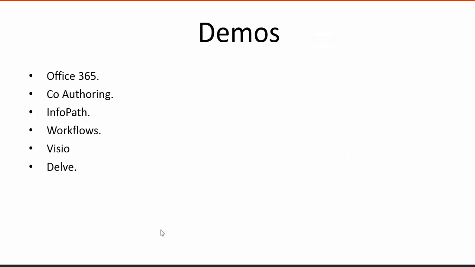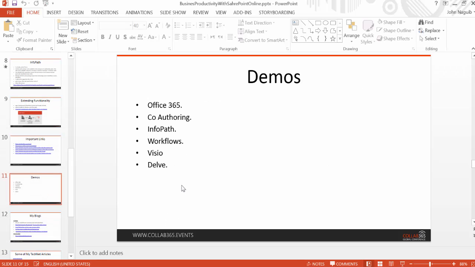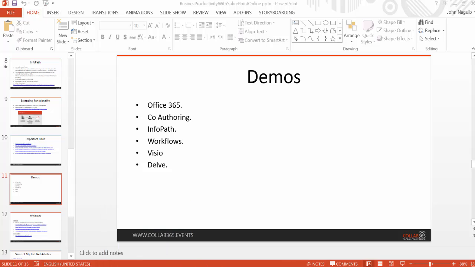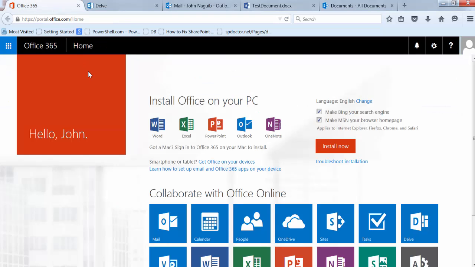In the demos, I'm going to show you Office 365 and co-authoring, InfoPath, workflows, Visio, and Delve. So let me jump in and start the demos. I have two browsers, Chrome and Firefox. Let me go to Firefox first, where I have portal.office.com/home.